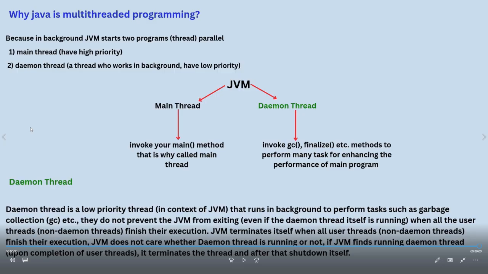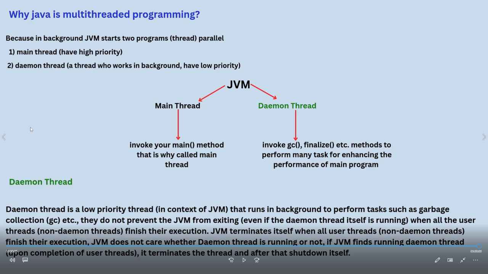Why is Java a multi-threaded programming language? Because in the background the JVM starts two program threads in parallel. One is the main thread, which has high priority, and the other is the Daemon thread, a thread that works in the background and has low priority. When the JVM starts, two parallel programs will start: the main thread, which is highly prioritized, and the Daemon thread, which works in the background with low priority.